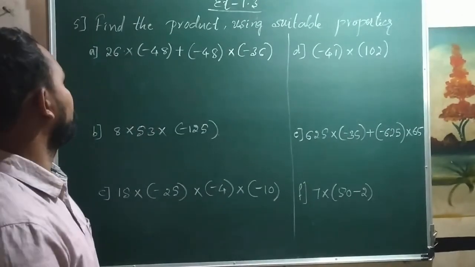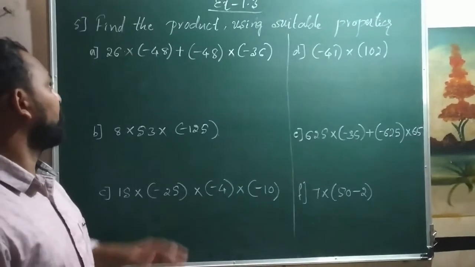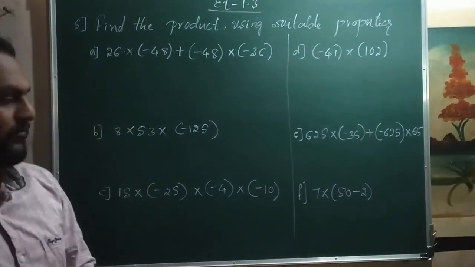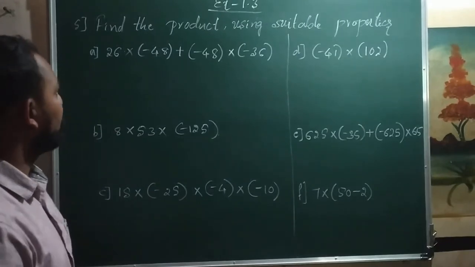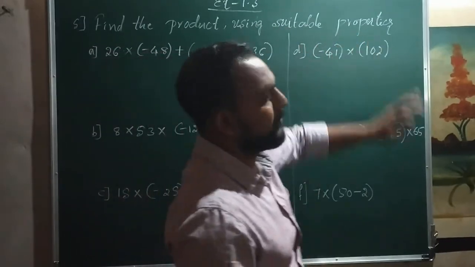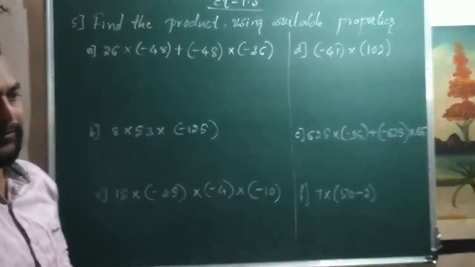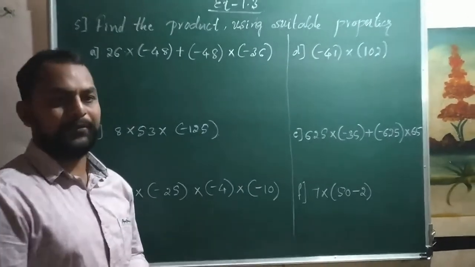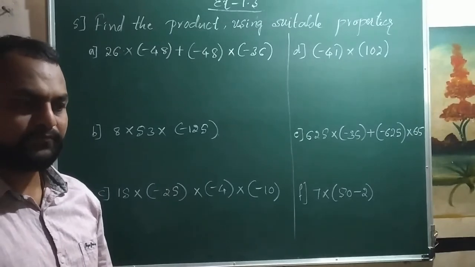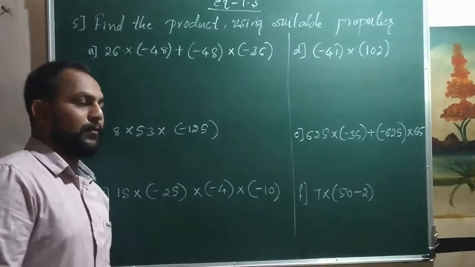In yesterday's class exercise, we discussed 1.3, the second, third, and fourth questions. Today we are going to discuss the remaining questions. Here is the fifth question: find the product using suitable properties. The properties of integers are the commutative property, associative property, and distributive property, then the closure property.